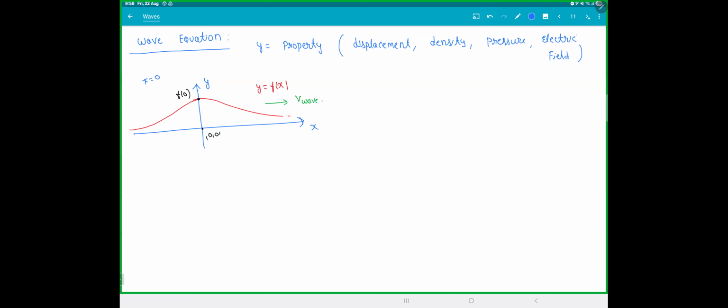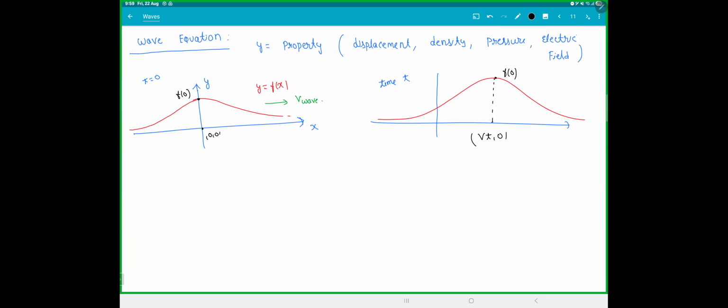So after time t, this bump is going to travel forward. Your picture will become like this. The bump has gone ahead. That means this bump's peak value has traveled a distance of vt, 0. But we know this should be f of 0 again. So what are we doing exactly? Shifting of origin, isn't it? So you're shifting the origin from 0, 0 to vt, 0.